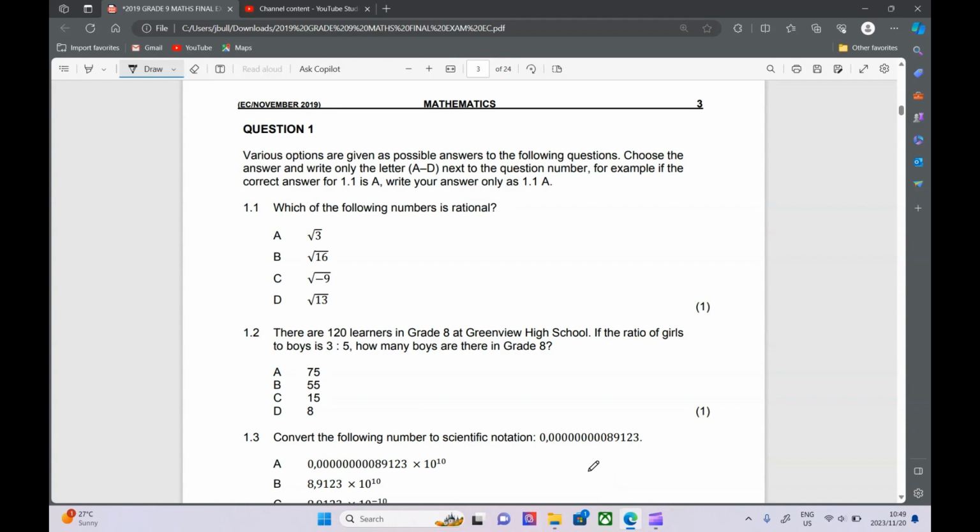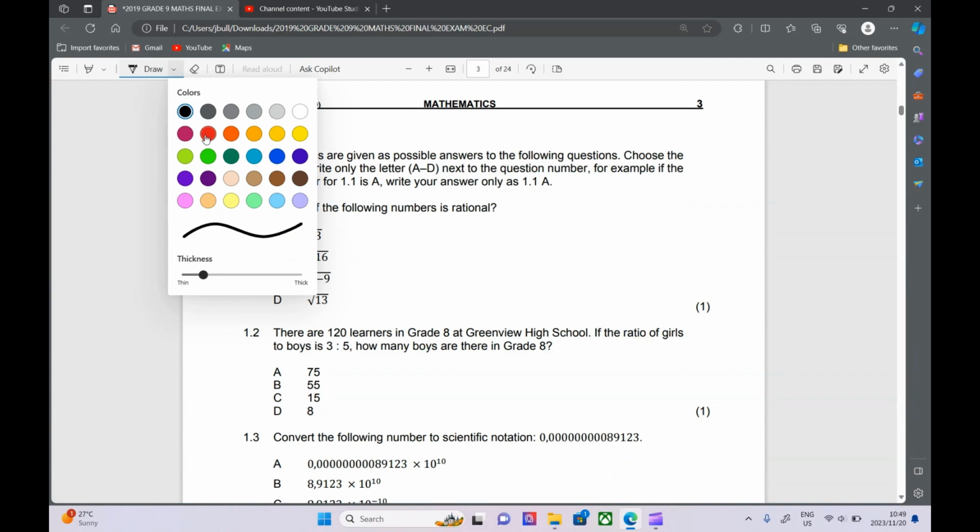So first of all, we've got some multiple choice questions. Which of the following numbers is rational? A rational number, what I would do is put it into your calculator. Rational numbers don't go on forever. They don't have endless decimals and they have to be something that's real. So if you get an error, it can't be a rational number.